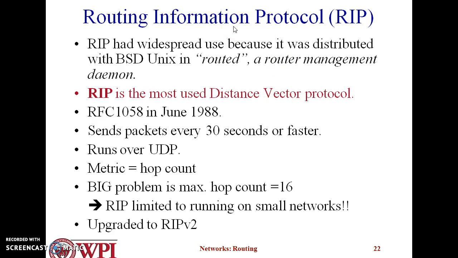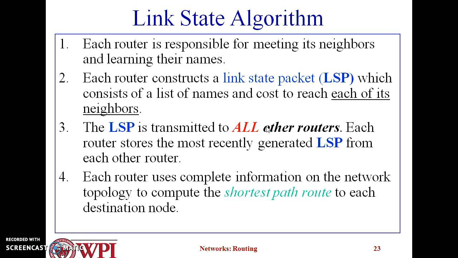Routing Information Protocol. It has widespread use because it was distributed with BSD Unix and the router management daemon. RIP is the most used distance vector protocol. Next is the link state algorithm. The steps involved here are given below.